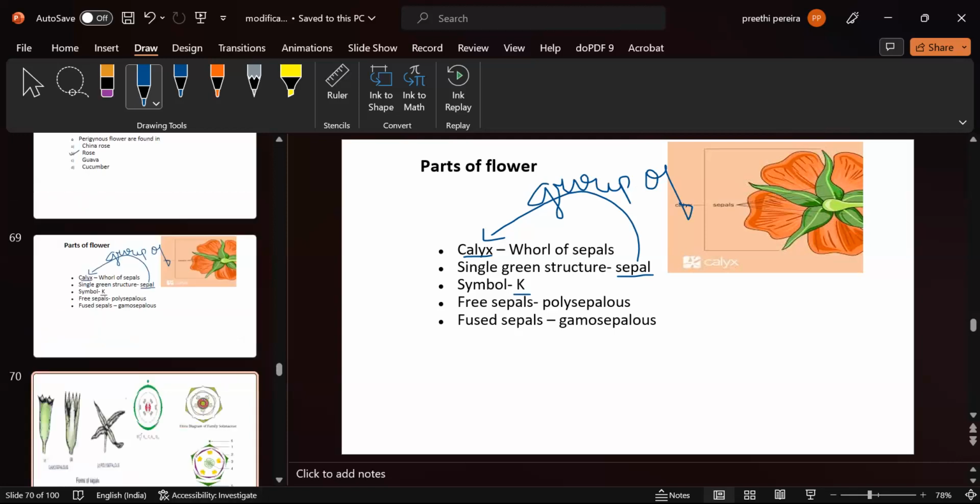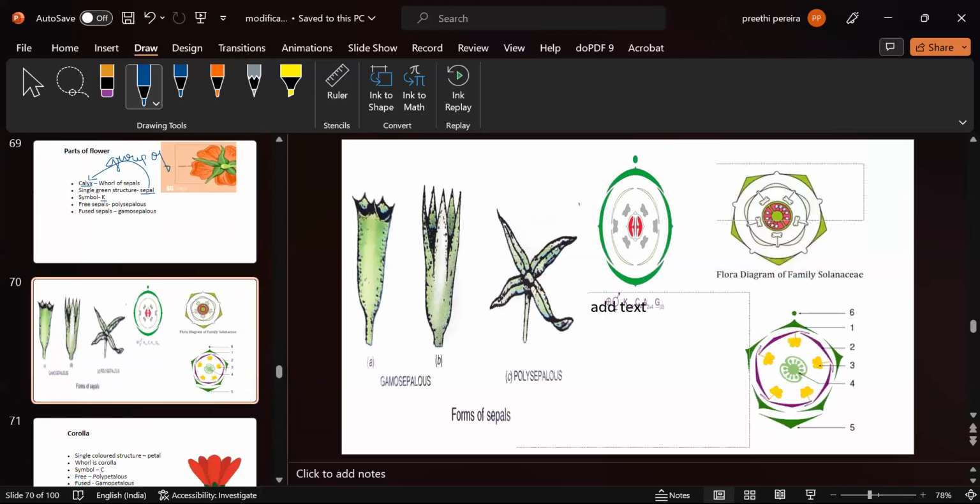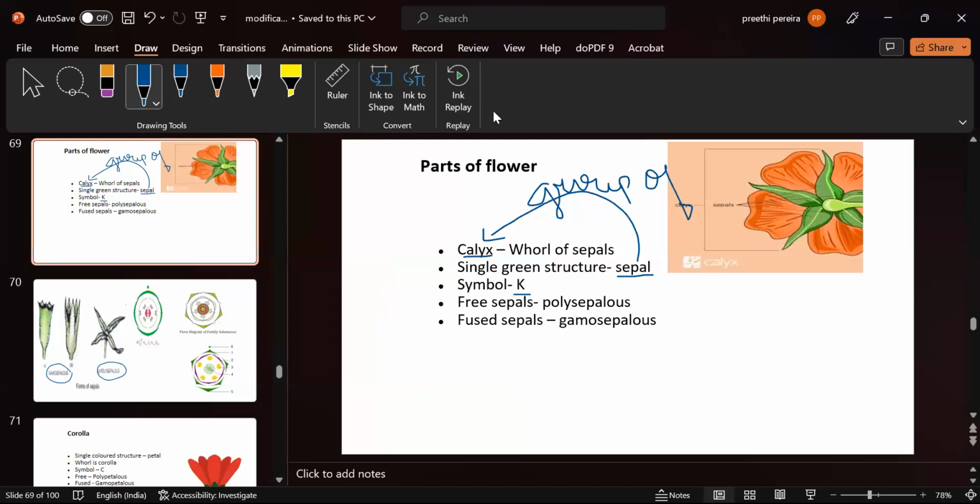Sometimes you can see calyx like this. You can easily remove one sepal out of it. Sometimes they are fused like this. You cannot remove. So if they are free, we use a word as polysepalous. And if they are fused, we use a word as gamosepalous. Polysepalous means free sepals, gamosepalous means fused sepals. Now poly doesn't mean many here. Poly means free. Did you understand? Did everybody follow this?